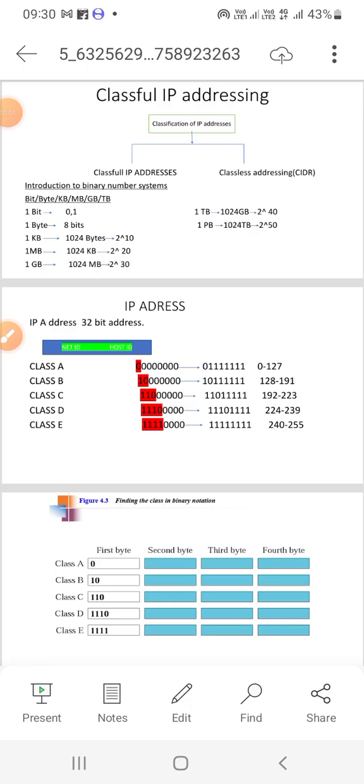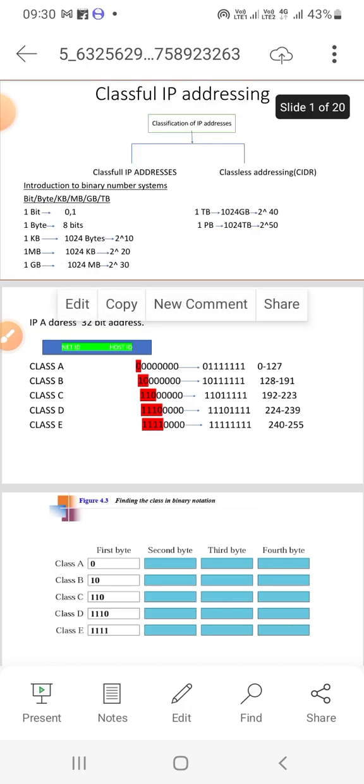In the previous lectures, we have seen the computer networks definition, the ISO OSI model, types of topologies, and CSMA. Now, today I want to discuss classful IP addressing. What is meant by classful IP addressing? First of all, what is an IP address?